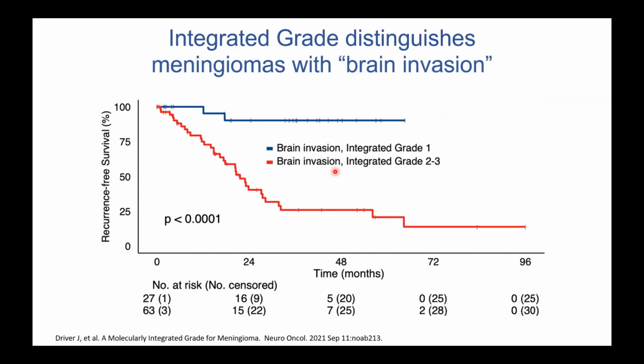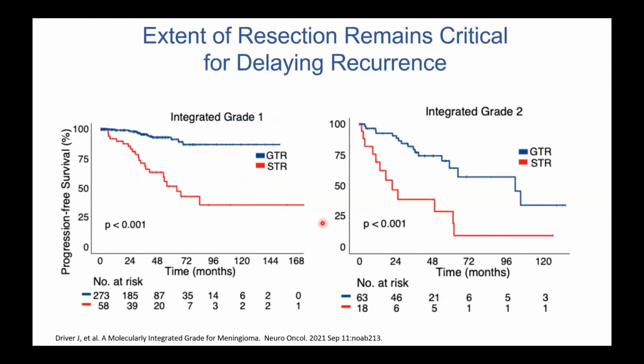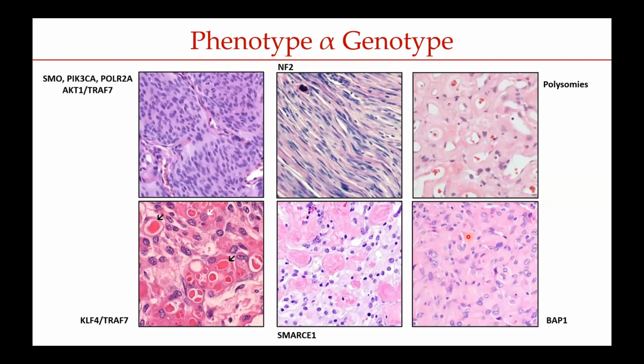And then getting to the point of brain invasion, we think this type of molecular assessment is useful in brain invasive meningiomas, because the brain invasive meningiomas that have integrated grade 1, basically lower grade molecular features, those patients tend to do well, whereas patients with brain invasive meningiomas that are integrated grade 2 or 3 tend to recur. So we think we can stratify these tumors based upon molecular criteria. The key feature, though, for surgeons out there is that surgical resection still matters, whether the meningioma is grade 1 or grade 2. A subtotal resection is associated with increased risk of recurrence, regardless of the integrated grade of the meningioma.